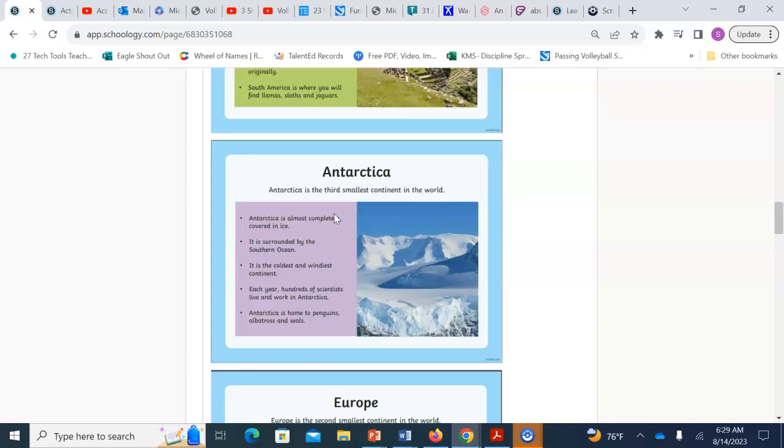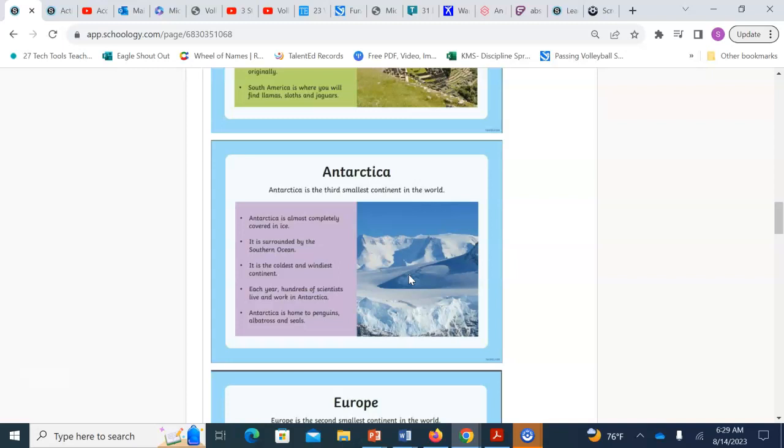Our third smallest continent, that's Antarctica. Don't want to go there because it is the coldest and windiest continent on Earth. It's almost completely covered in ice. Now, with global warming, it is starting to melt in certain parts. It's surrounded by what's known as the Southern Ocean, probably a new ocean that you haven't heard of. Hundreds of scientists live and work in Antarctica each year, but no people that are not scientists live in Antarctica.